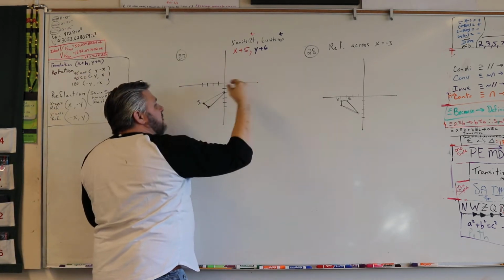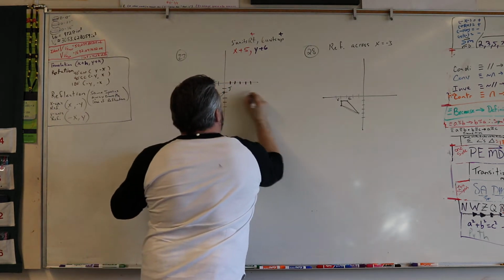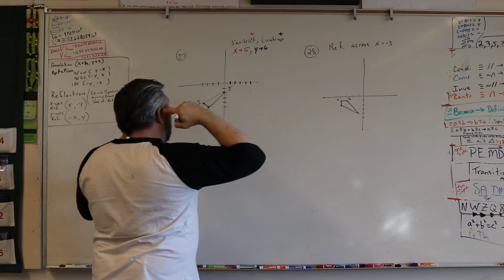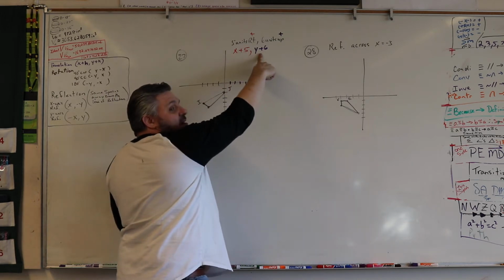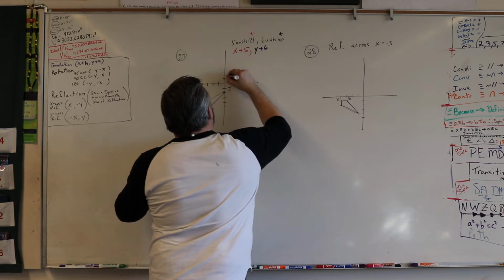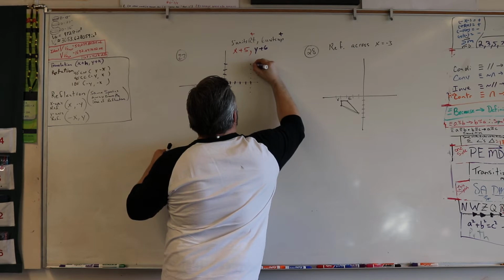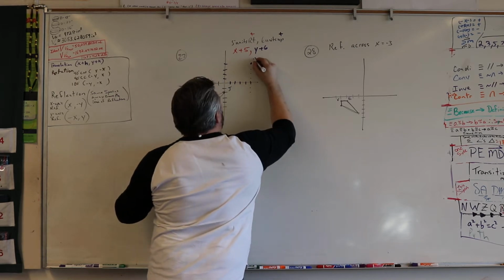All right. So, x, 5 that way. So that means 1, 2, 3, 4, 5. So I'm just moving this 5 this way. And then I'm going to move it y up 6. So that's 1, 2, 3, 4, 5, 6. So that is my new J.